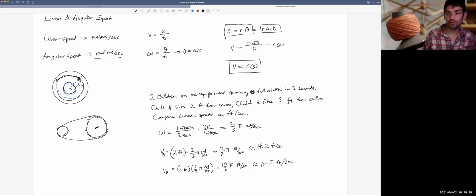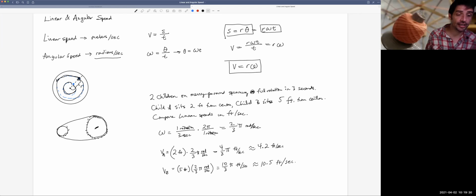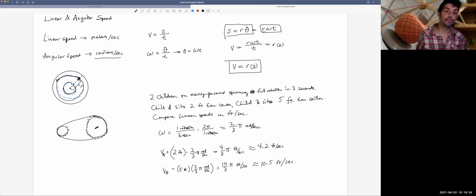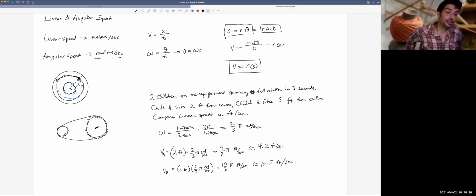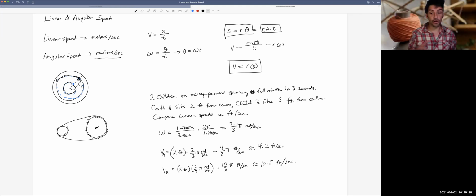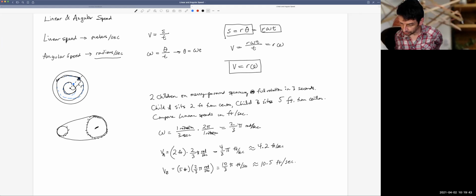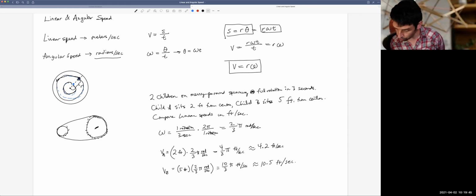If you move towards the center, it's easier to stay on. If you move to the outside, you can really start to feel how much you're being accelerated, changing your direction as you move. Okay, there's one example, the connection between linear and angular speed. Let's do one more.